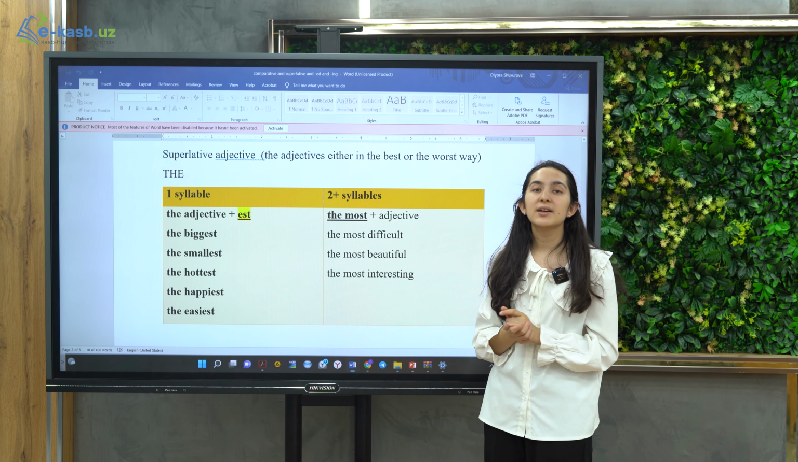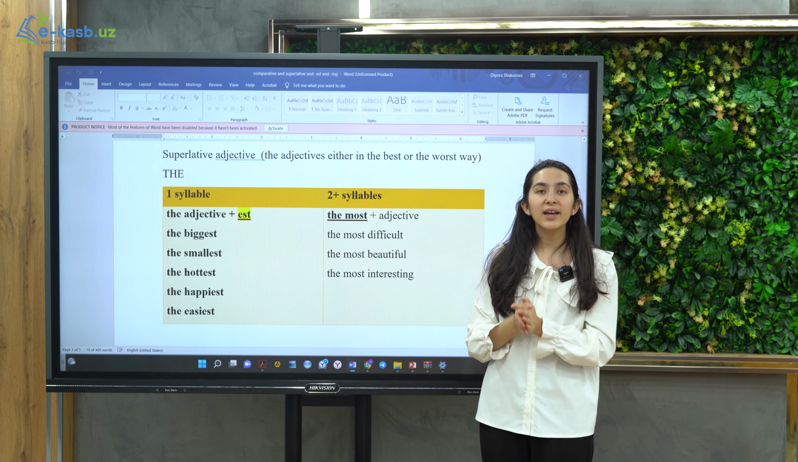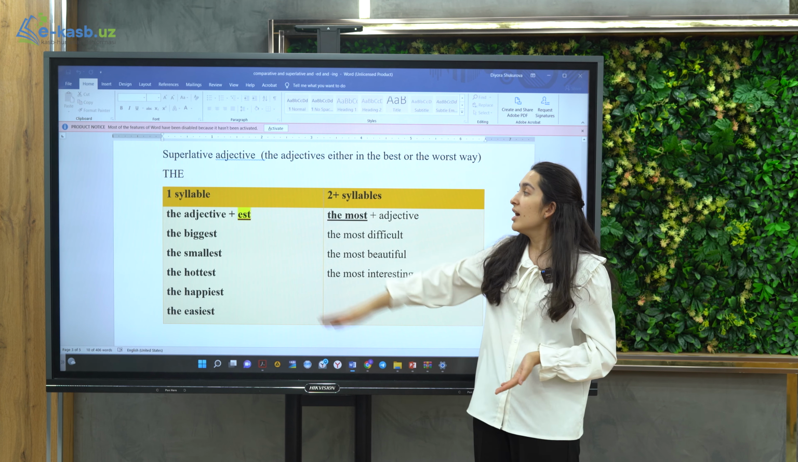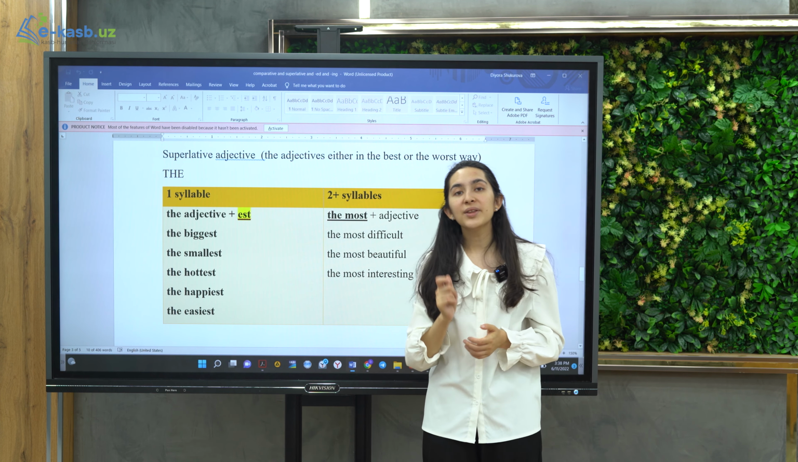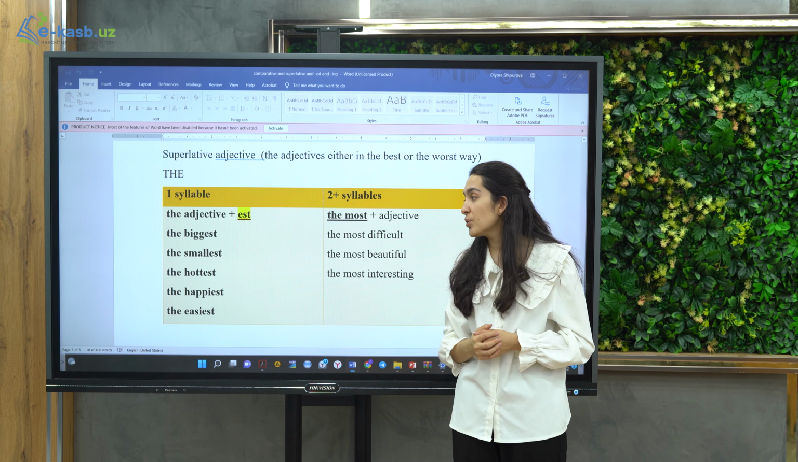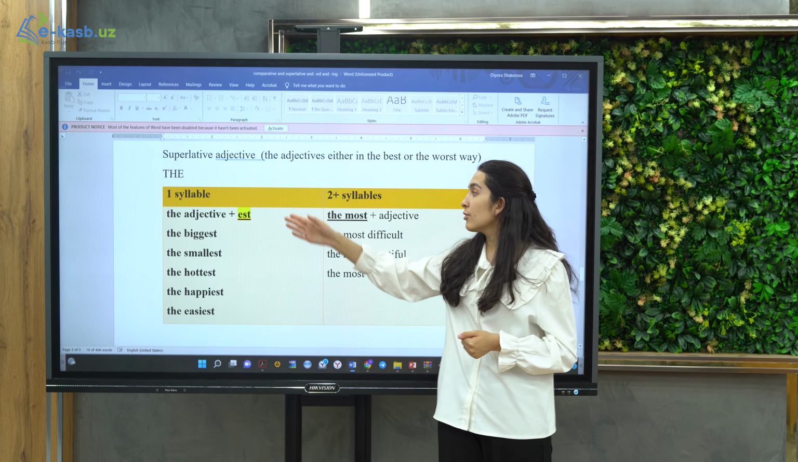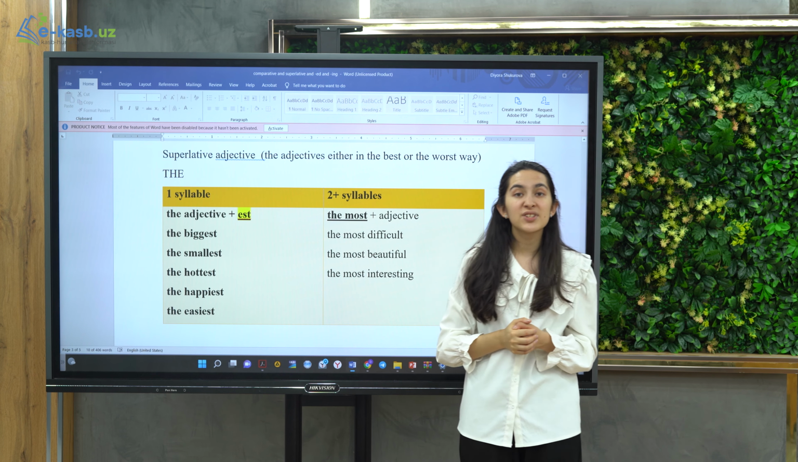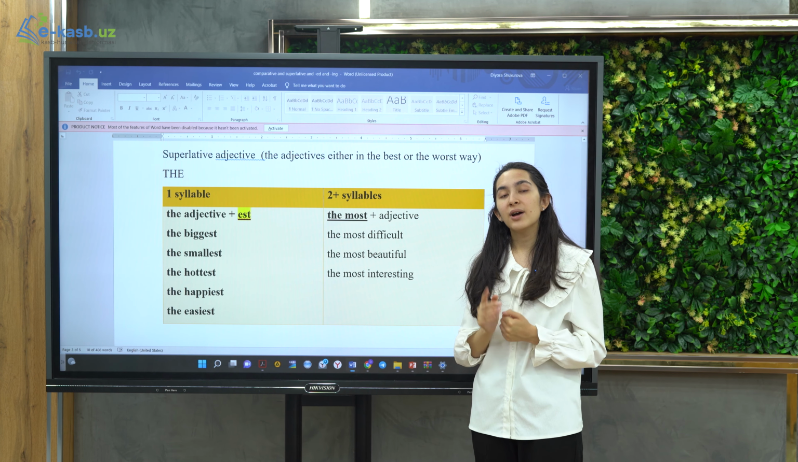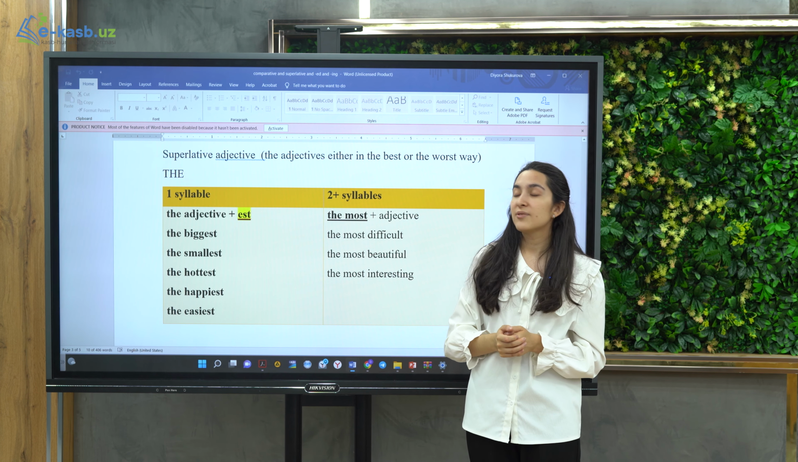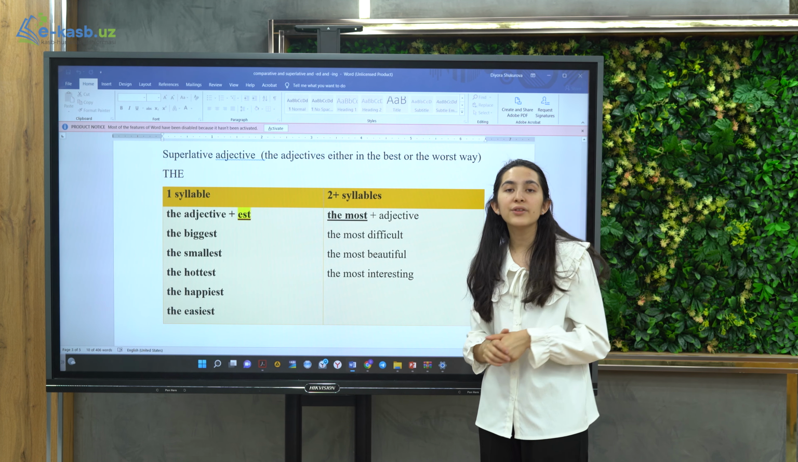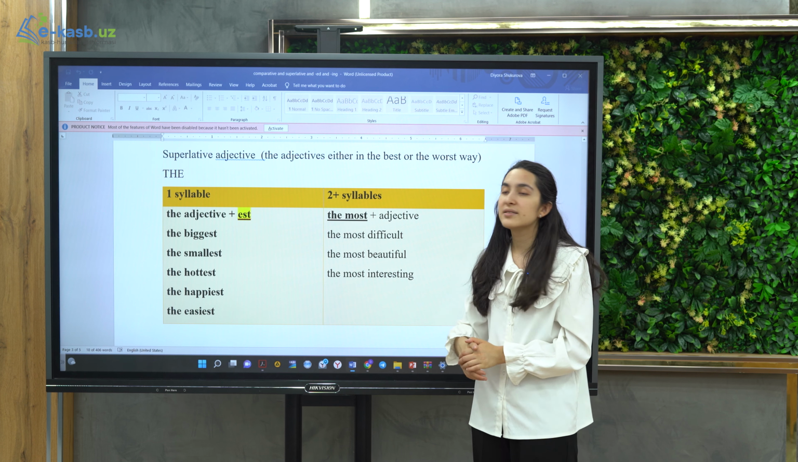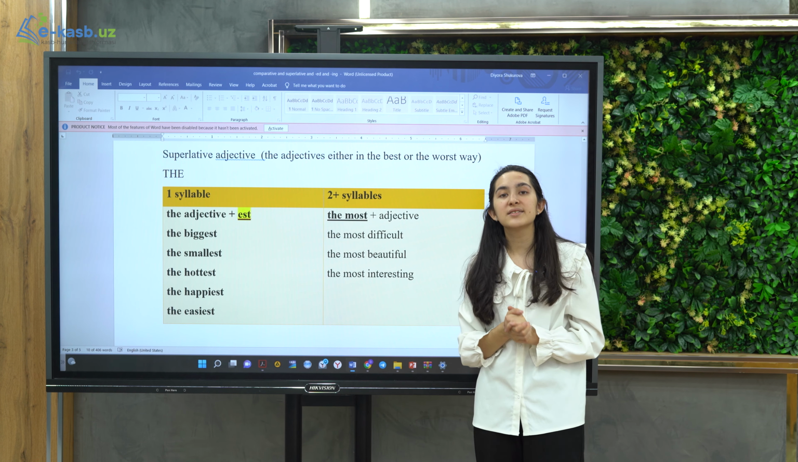Xuddi shunday bizda bu ham ikkita bo'g'inga bo'linadi. Agar bitta bo'g'in bizda bo'lsa, biz adjective plus est ni qo'shamiz. Va bitta narsani unutmaslingiz kerak. Superlative adjective bilan har doim the artiklini ishlatishimiz shart. Comparative bilan ishlatmaymiz, faqat superlative bilan. For example, the biggest, the smallest, the hottest, the happiest, the easiest, the strongest, the kindest, and so on.